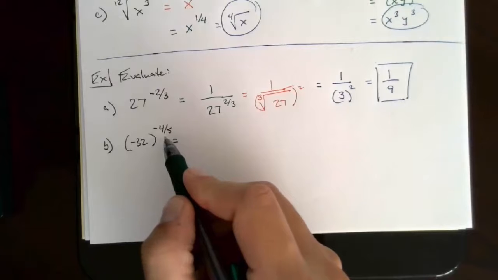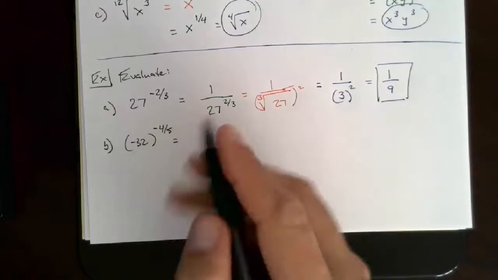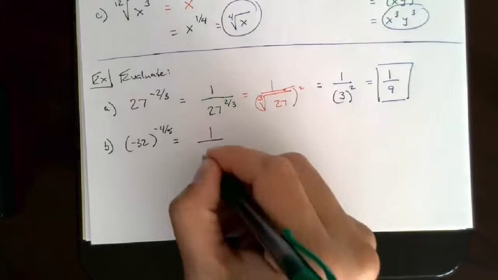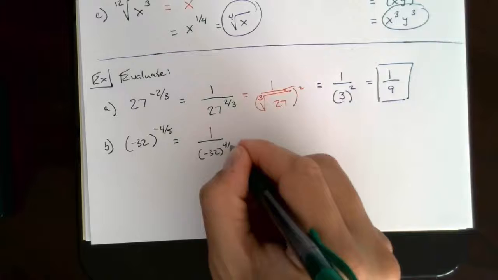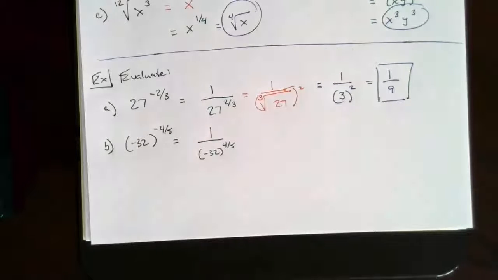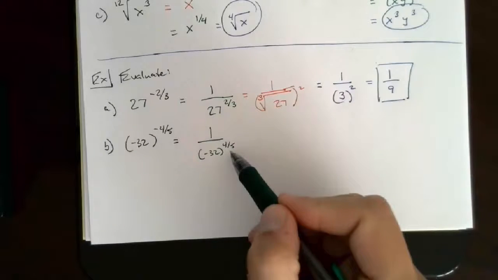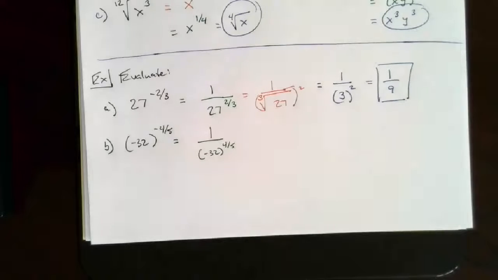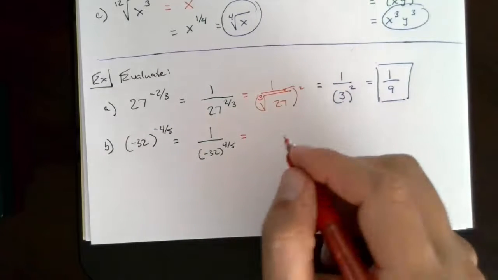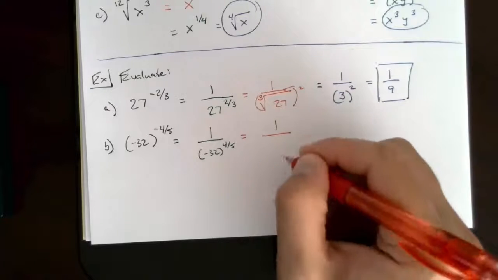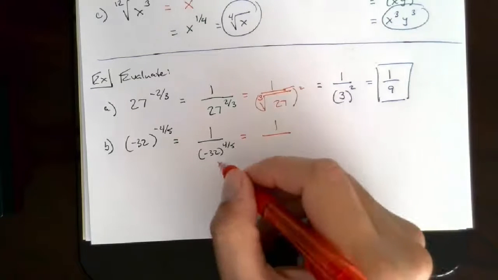The negative in the exponent, remember, tells you to rewrite this, making this 1 over, take the base, which is negative 32, and then make the power a positive 4/5, right? So the negative in the exponent is telling you write it as 1 over, and then move it to the denominator with a positive exponent. Once we've done that, we're going to do the same thing we did in the previous example. All right, so we're going to have 1 over, what's the base? The base is negative 32.